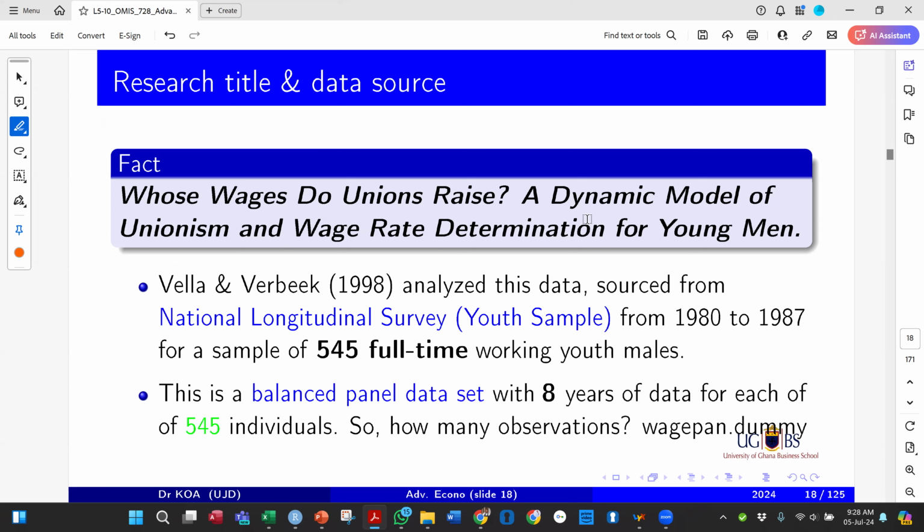Now, this is a balanced panel because every single individual person is captured over the 8-year period. So how many observations do you think we'll have? So 8 by 545. So we have 4,360. That's it. So that's the number of observations we have. And how many, and you can see that. So how many samples do you have?